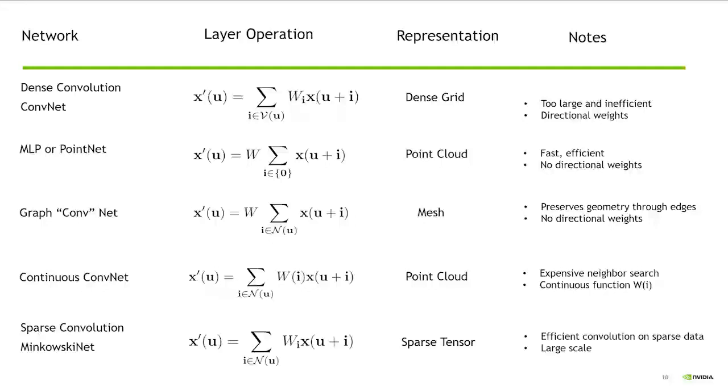Lastly, we have convolution on a sparse tensor, or sparse convolution. It is similar to both dense convolution and continuous convolution, except that we have discretized the directional weights as well as the coordinates for computational efficiency. This is the best combination of efficiency and expressive power.